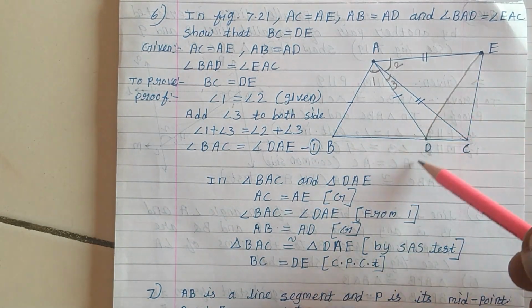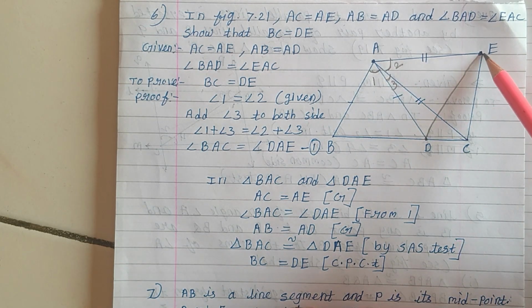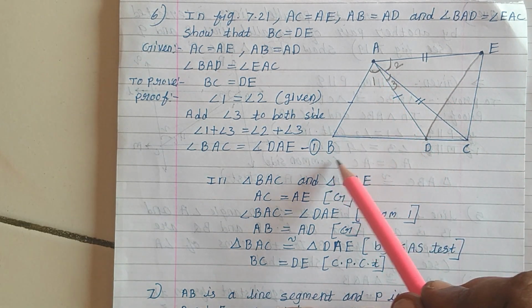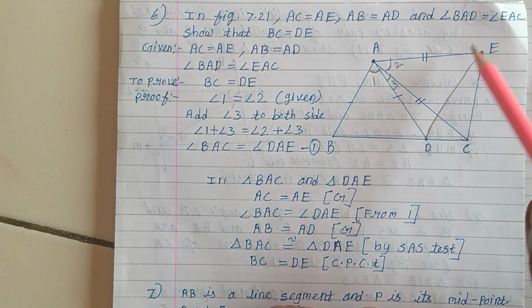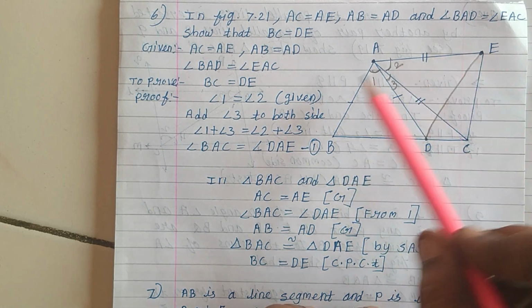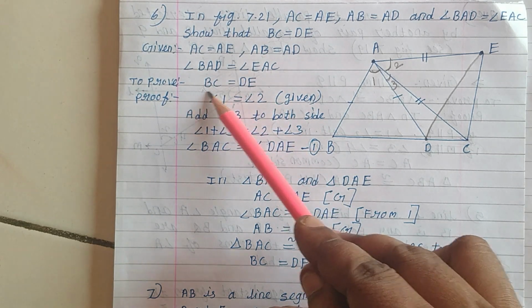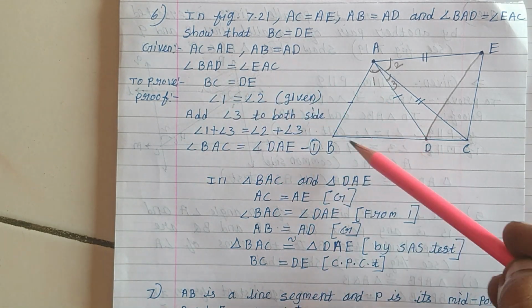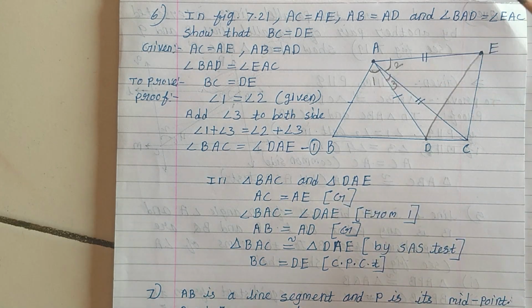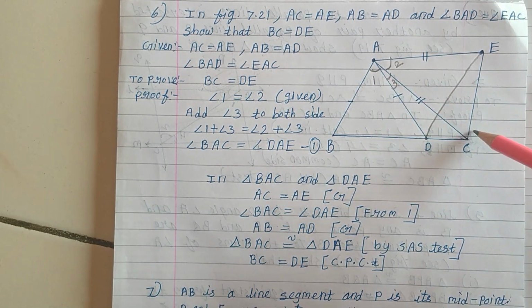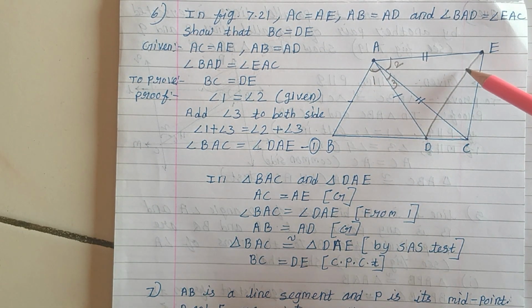Now DE is a part of a triangle ADE. If we show ABC is congruent to ADE, then BC will be equal to DE by CPCT. यानी हमें ये जो प्रूफ करना है वो मिल जाएगा बाय CPCT से. So let us see whether we can show ABC and ADE congruent or not.